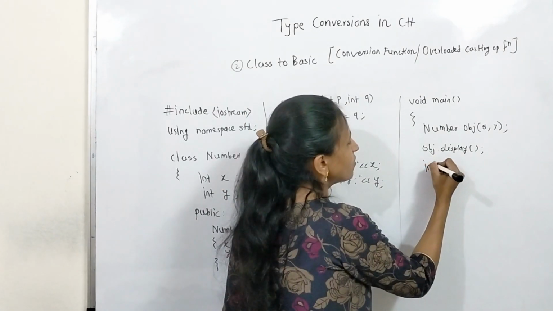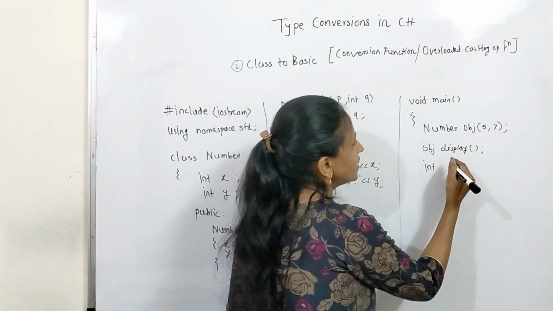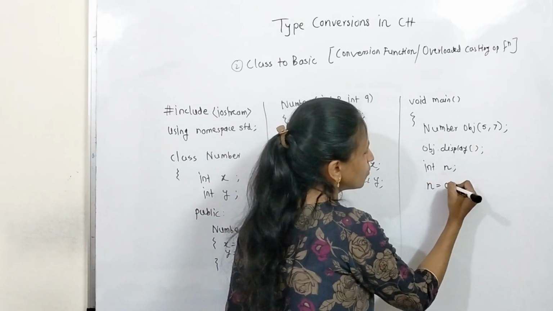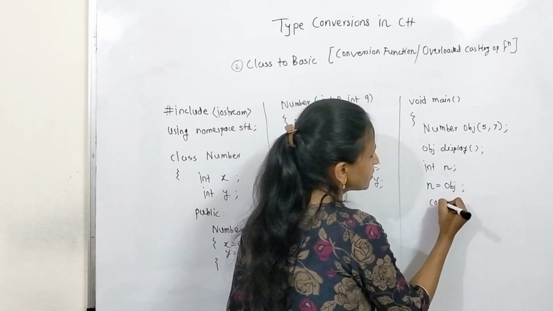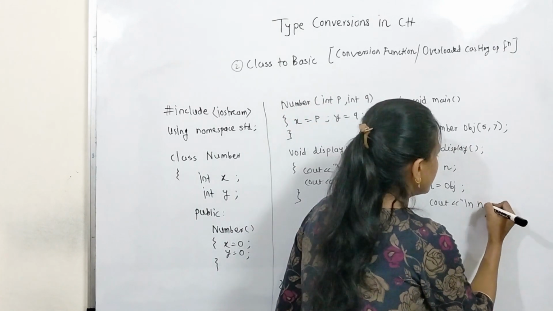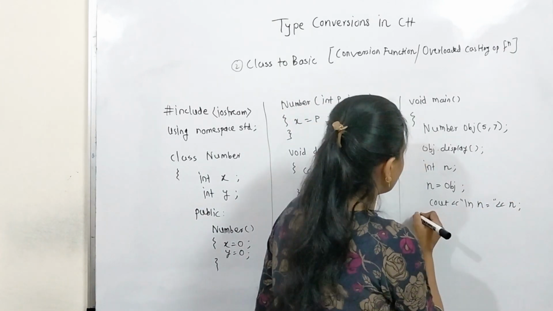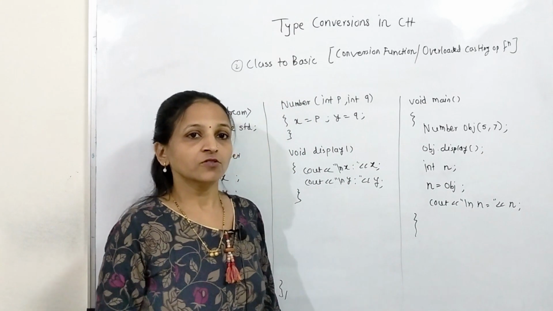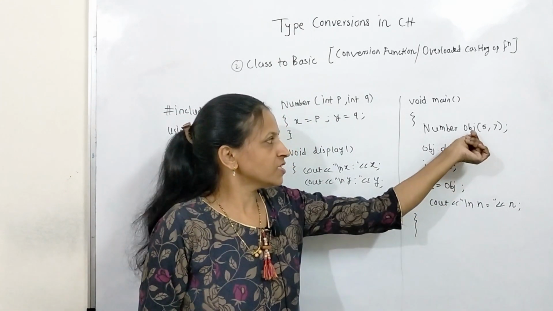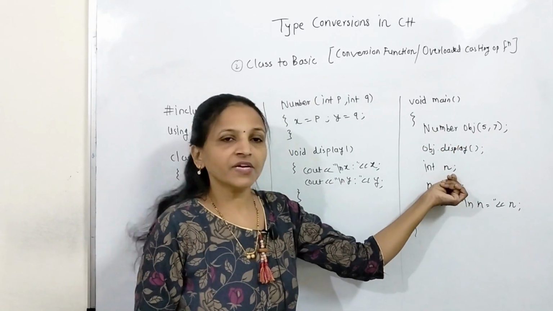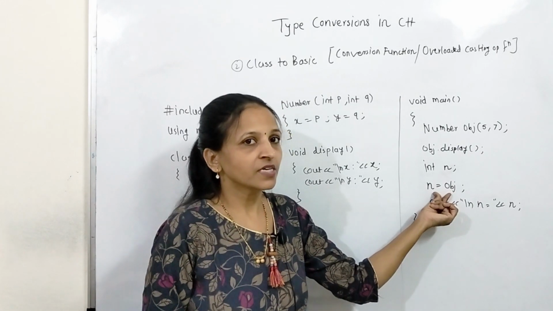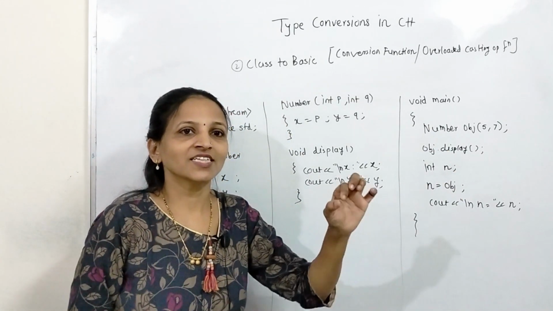Now here suppose I have declared one variable int n, and I want n is equal to obj, and I will display the value of n. Suppose cout n equal to, and that's it. Now see here what I have written, n equals to obj. This obj is of type number, n is of type integer. Both are of different data types. That's why type conversion is needed.